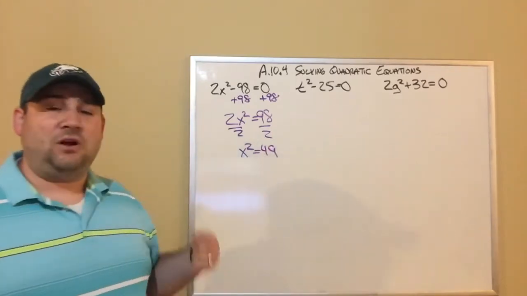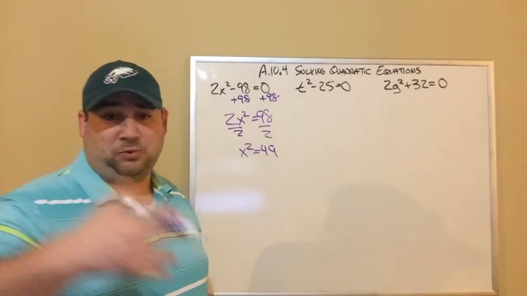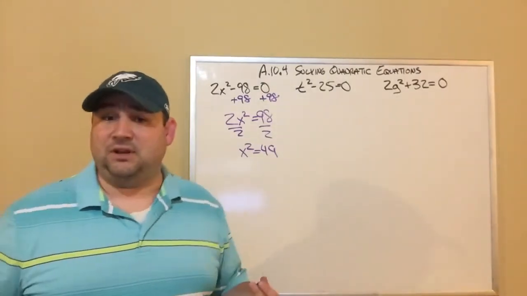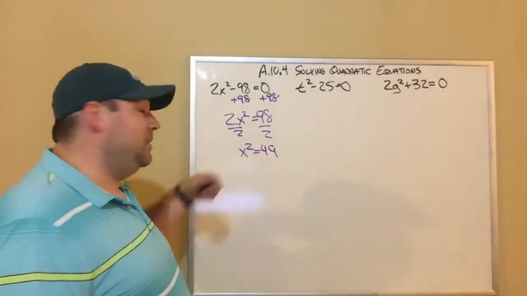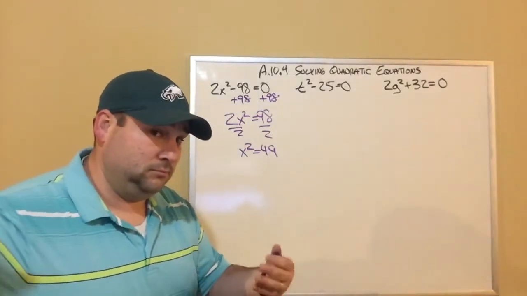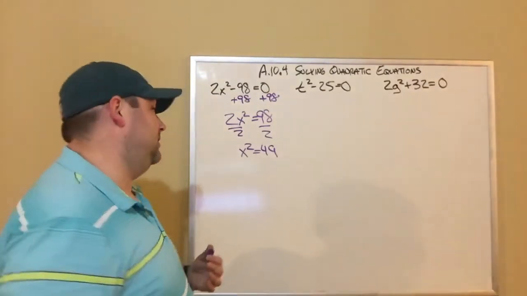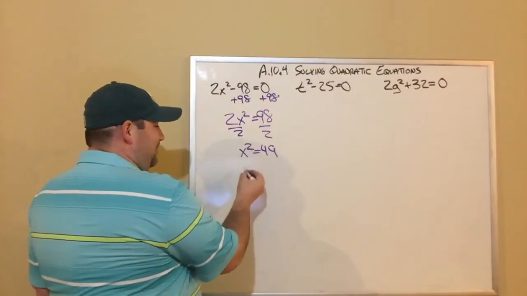Now, remember when we solve equations, we always do the opposite operation, right? So if it was x plus 3, we would subtract 3 to solve. If it was 5 times x, we would divide by 5 to solve. So here, what is the opposite of squaring? Square rooting. Good job. Thank you very much. That was really cheesy. I know. Sorry. So we're going to take the square root here.